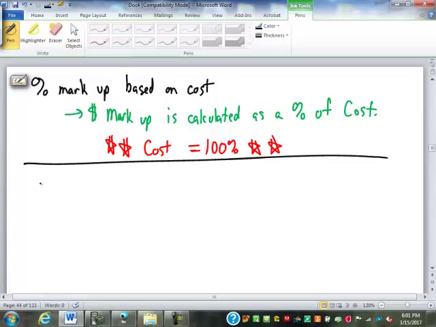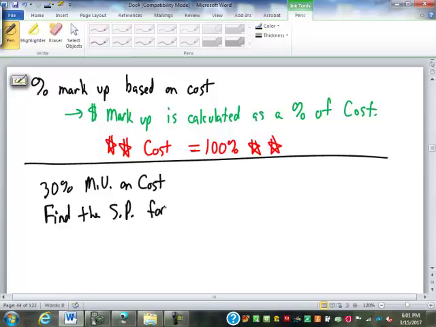So let's say as a company, we have a 30% markup on costs. Now I notice I cut that phrase a little short. Rather than saying markup based on cost, I just said markup on cost. That's a pretty common abbreviation of that phrase. So 30% markup on cost. Find the selling price for an item that cost $70.